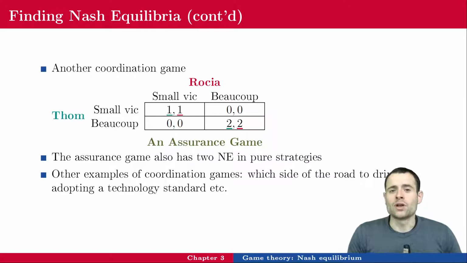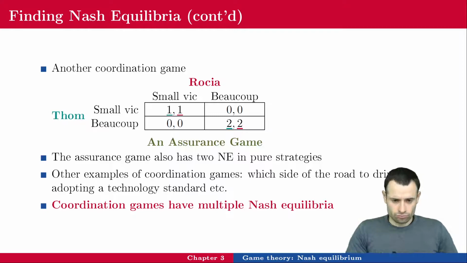And you can make a bunch of other games like that, adopting a technology standard, and so on and so forth. It could be 2 firms which want to coordinate on which technology standard they want to adopt. If they don't adopt the same, they might compete with each other in a more ruthless way and decrease their profits. Whereas if they adopt the same technology, they might both increase their profits, for instance.